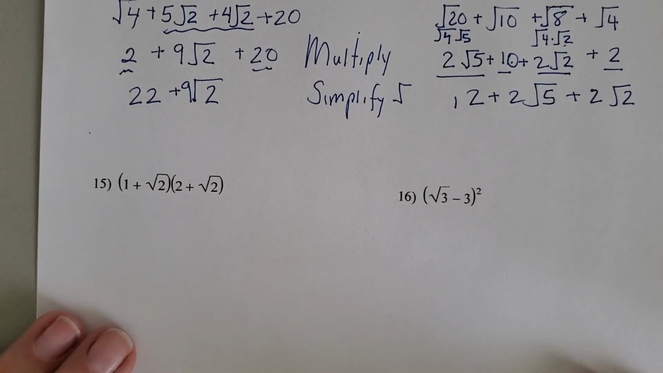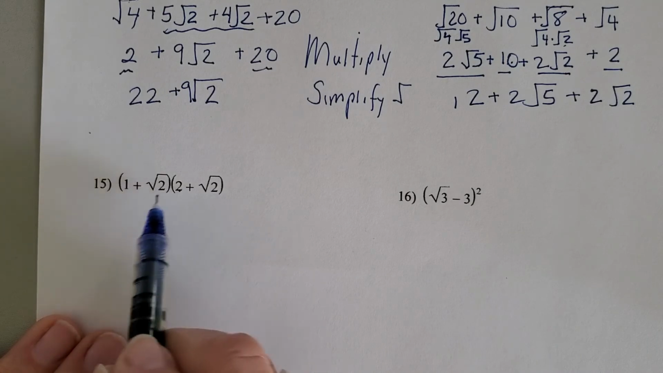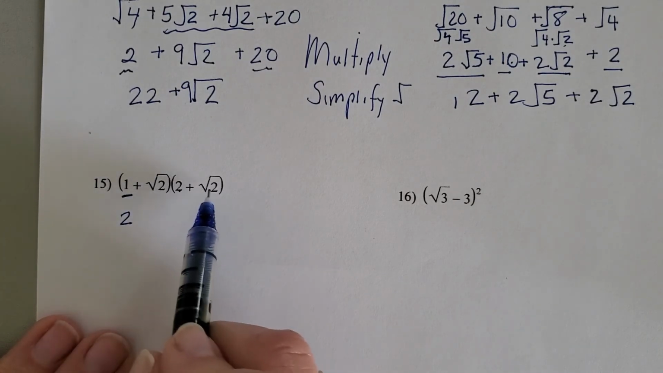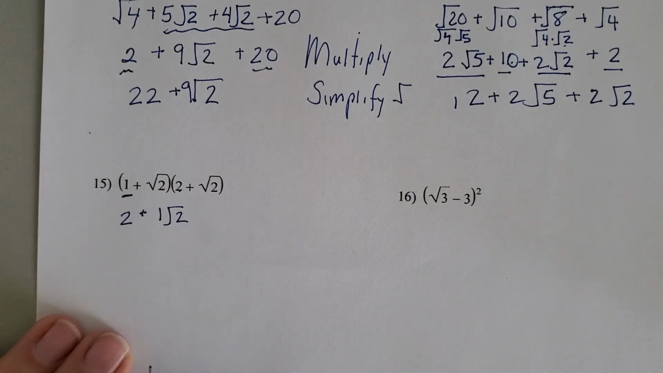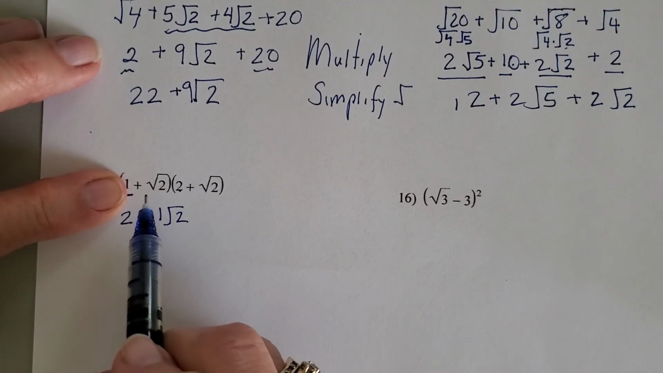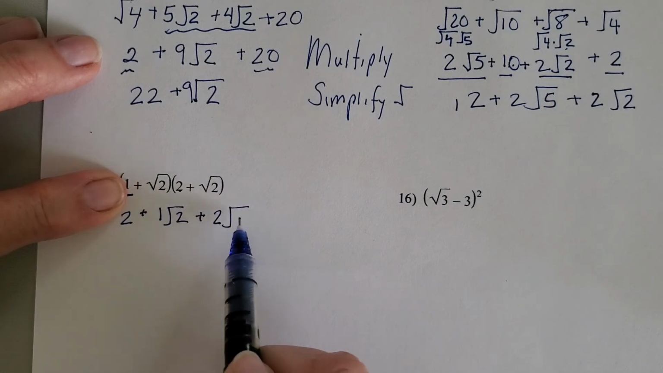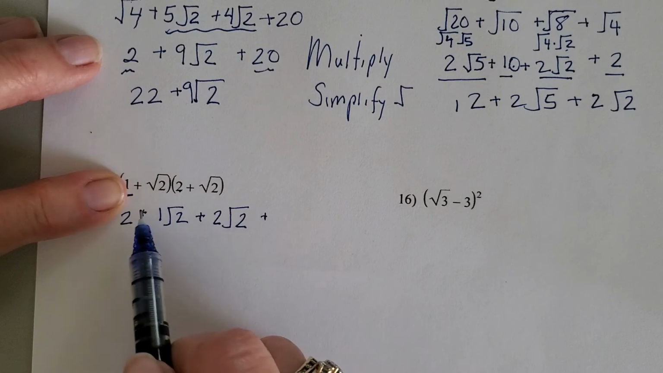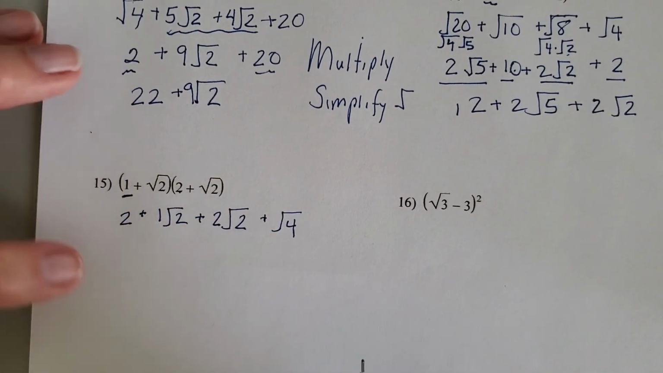We'll do another one just like it. 1 times 2, so we're multiplying here. 1 times 2 is 2. 1 times radical 2 is just 1 radical 2. Now we're multiplying by this. Radical 2 times 2 is just positive 2 radical 2. Radical 2 times radical 2, it's positive times positive, so it's positive radical 4.